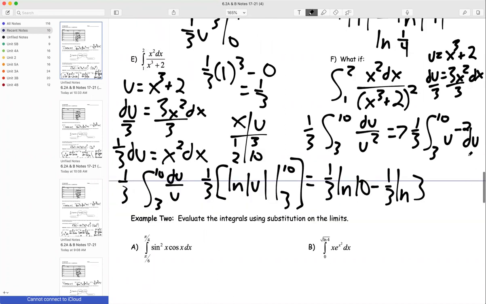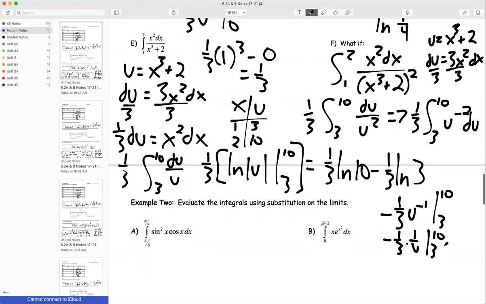So now I need to anti-differentiate u to the negative 2. So I add 1 to my exponent, which gives me u to the negative 1, and then I divide by negative 1. So let's see, I've got negative 1/3 u to the negative 1 evaluated from 3 to 10. And this is going to give me negative 1/3 times 1 over u evaluated from 3 to 10.